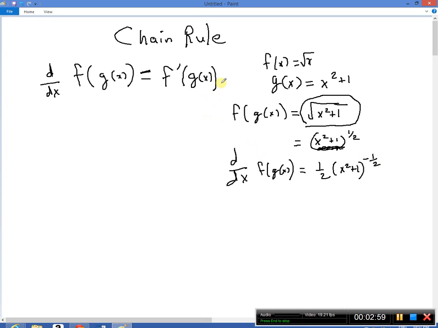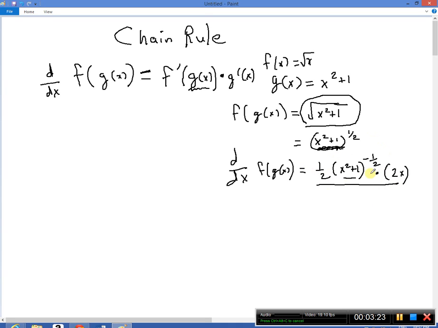But the chain rule says, no, you're not done. You now have to multiply that by the derivative of what's inside, g prime, the derivative of this guy. So this means you have to multiply this whole mess times the derivative of what's in there, which in this case is 2x. And that is the derivative.